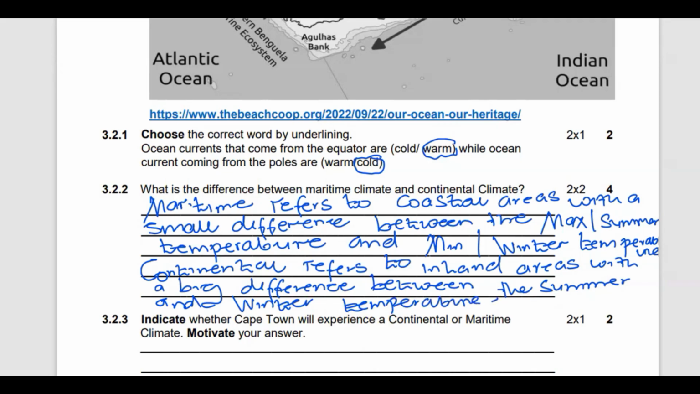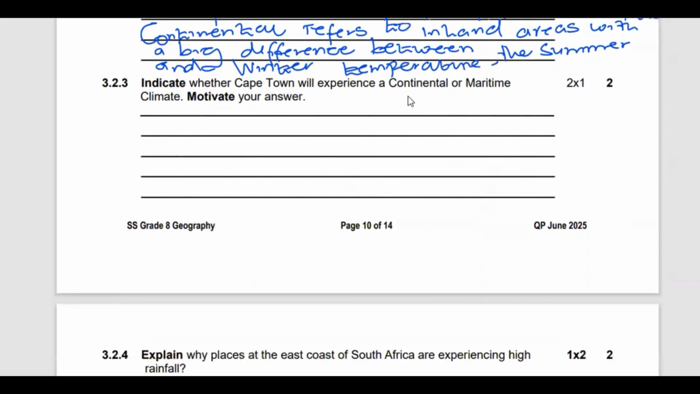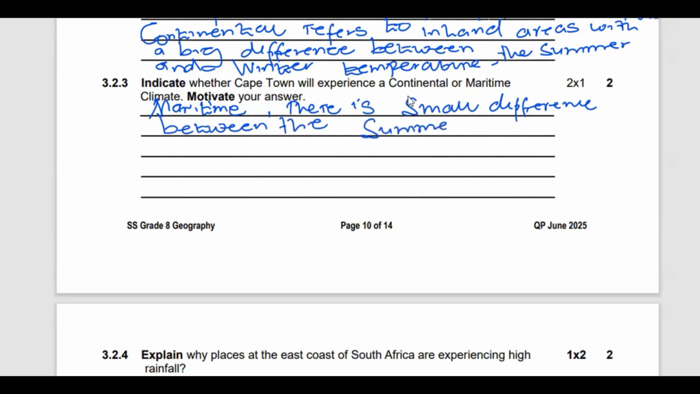Indicate whether Cape Town will experience a continental or maritime climate. Motivate your answer. Cape Town will experience a maritime climate because there is a small difference between the summer and winter temperature.